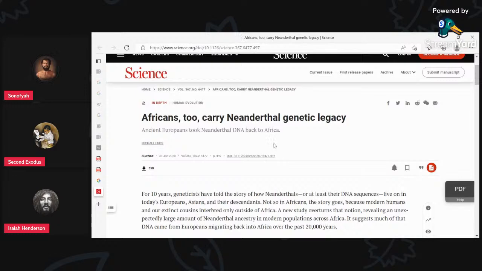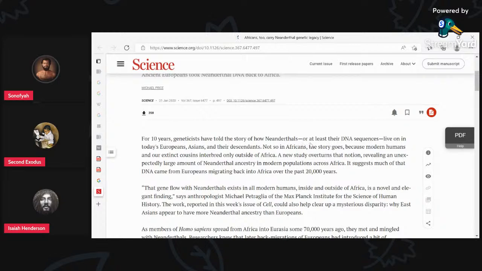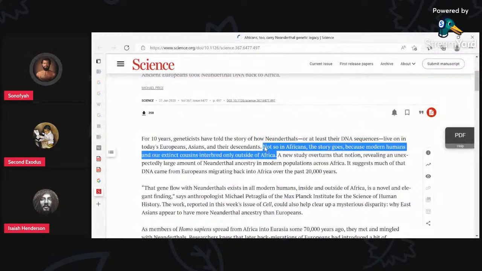It says for 10 years, geneticists have told the story of how Neanderthals, or at least their DNA sequences, live on today in Europeans, Asians, and their descendants. Not so in Africans. The story goes that modern humans and our extinct cousins interbred only outside of Africa. So this is why a lot of scientists in the beginning said specifically that Africans do not have Neanderthal admixture, because these people interbred outside of Africa. But what they did not take into account is the back migrations of Eurasian peoples who would have spread this Neanderthal admixture back into Africa.